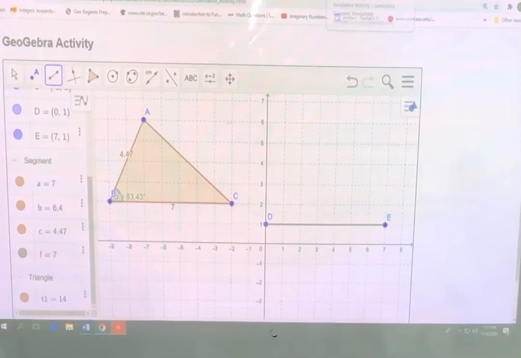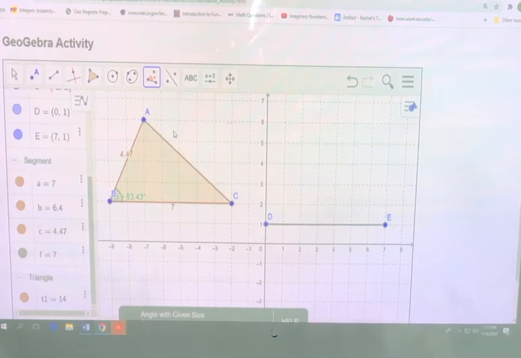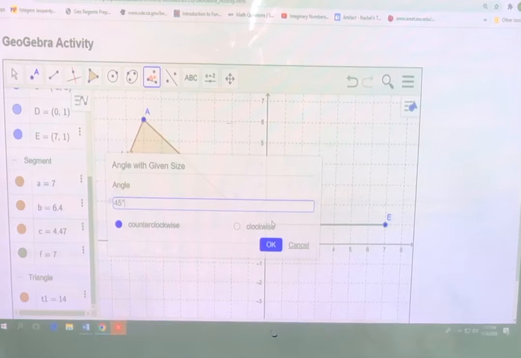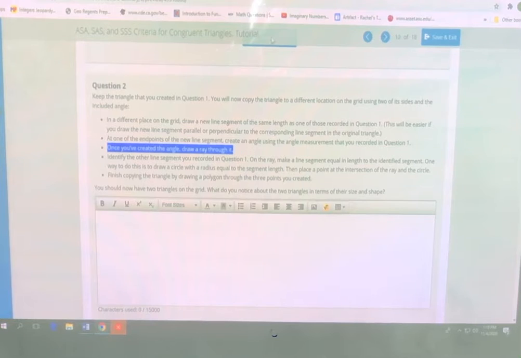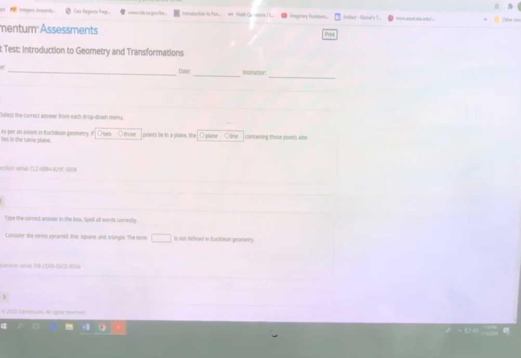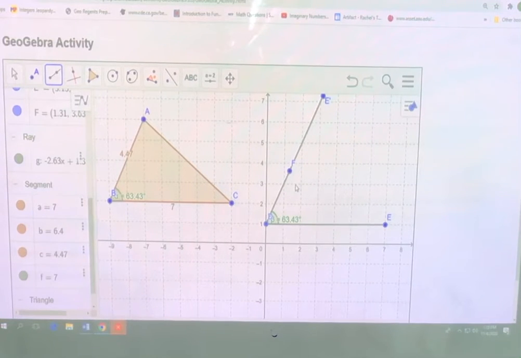So I'm going to make an angle. You use this button and you pick angle with given size. The second one you hit will be the vertex. So 1, 2, and you can see it's 63.43 underneath there. If it showed up underneath, I would hit back, and instead of clockwise, I would fill in counterclockwise. So once you've created the angle, draw a ray through it. I think I erased the directions though. You're going to draw a ray through it. And if you can't see the point, make your picture bigger or smaller so you can.